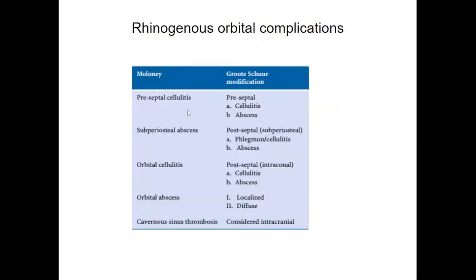This is another classification, by Moloney and the Grutschur modification. As for me, Grutschur modification is the fullest classification, and it includes preseptal complication, cellulitis and abscess, postseptal or subperiosteal phlegmon, cellulitis, abscess, and postseptal intraconal cellulitis and abscess. And also it may be localized or diffuse.